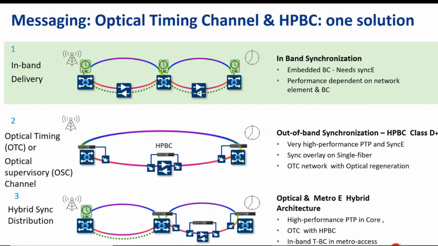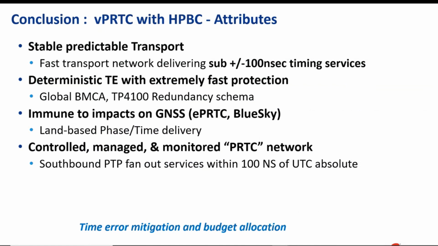We could also do a hybrid sync solution that part of it is a virtual PRTC with external high-performance boundary clock functions, where part of the network may have embedded boundary clock functions, creating a hybrid environment for sync distribution. So in conclusion, a virtual PRTC with high-performance boundary clock attributes creates a stable, predictable transport for timing. It has to be a fast transport network. It cannot be necessarily older technology involved without using external high-performance boundary clock functions. We can deliver very deterministic time error with very fast protection.